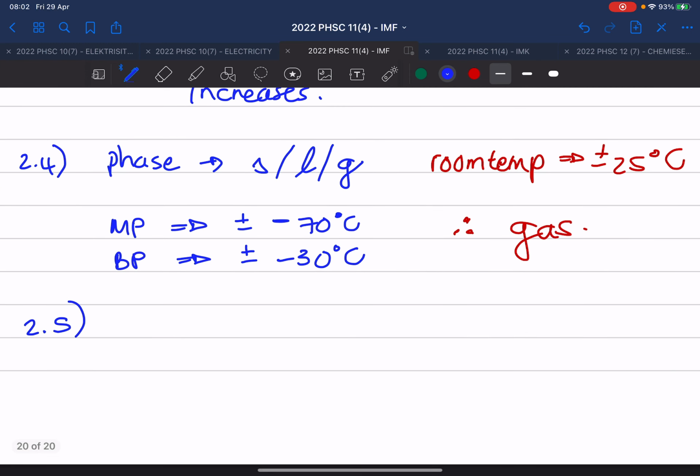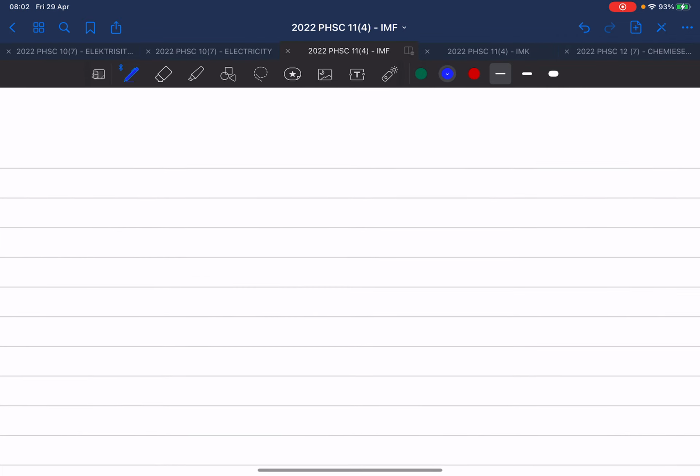2.5. They ask, what type of intermolecular forces do you find between the molecules of ammonia, Tiamo? Yes. Okay, and then question 2.6. They ask, explain why the boiling point of ammonia is not like you expect it to be if you compare it to the rest. Refer to the type of intermolecular forces, strength, and energy. Okay, so they want you to compare ammonia versus the rest of group 5 halides.